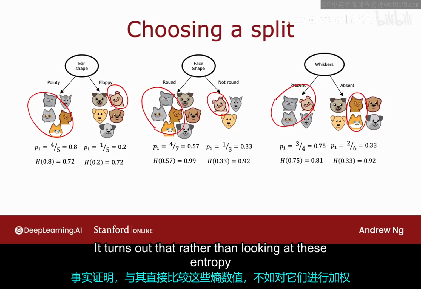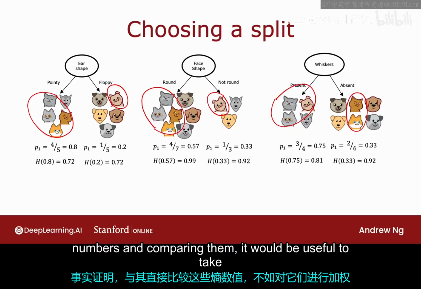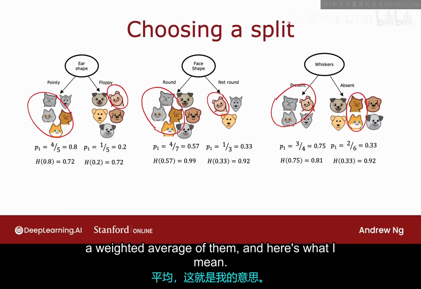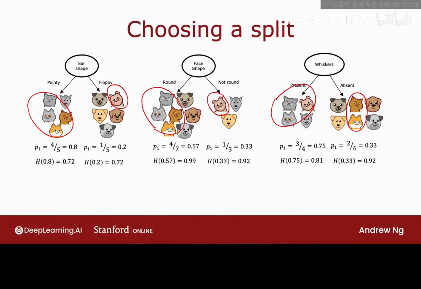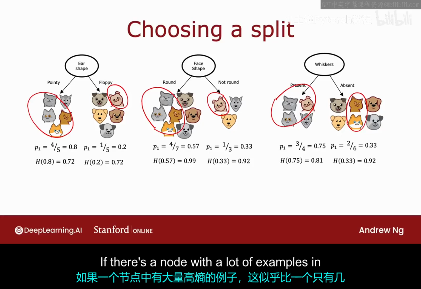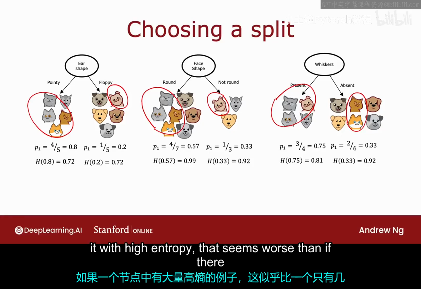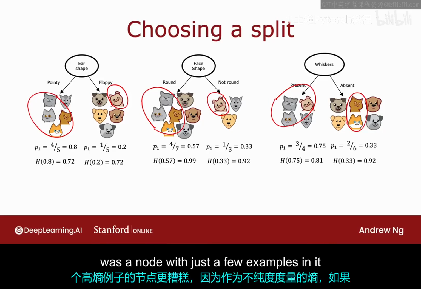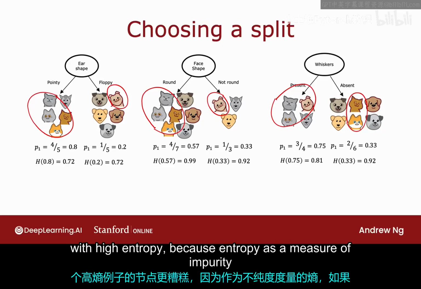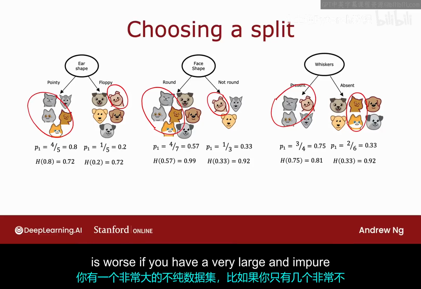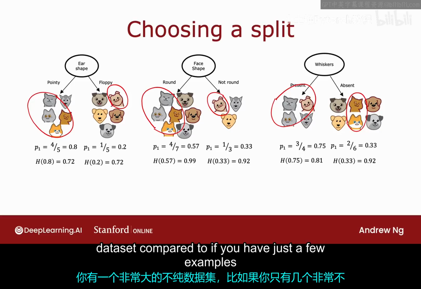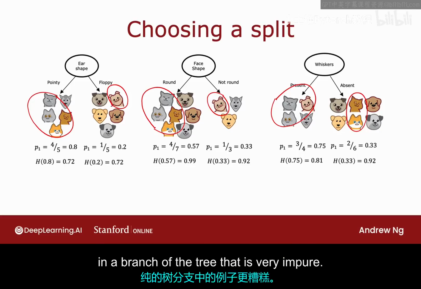It turns out that rather than looking at these entropy numbers and comparing them, it would be useful to take a weighted average of them. And here's what I mean. If there's a node with a lot of examples in it with high entropy, that seems worse than if there was a node with just a few examples in it with high entropy. Because entropy, as a measure of impurity, is worse if you have a very large and impure data set compared to if you have just a few examples in a branch of the tree that is very impure.